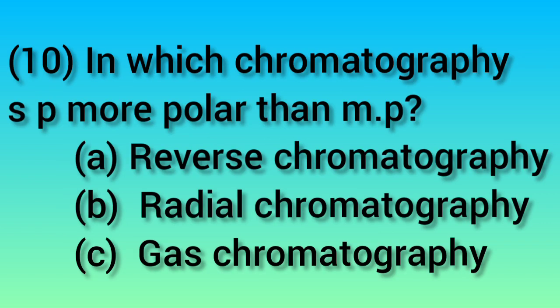The next question is, in which chromatography is the stationary phase more polar than the mobile phase? Option A is reverse chromatography, option B is radial chromatography, and option C is gas chromatography. So in the case of reverse chromatography, the stationary phase is more polar than the mobile phase. So option A is the correct answer, reverse chromatography.